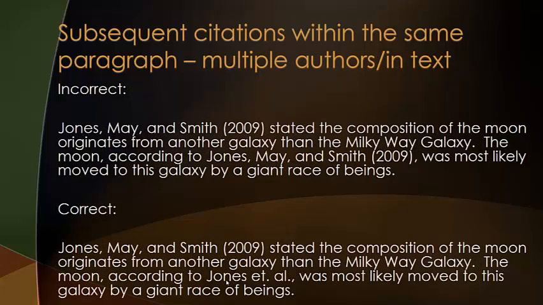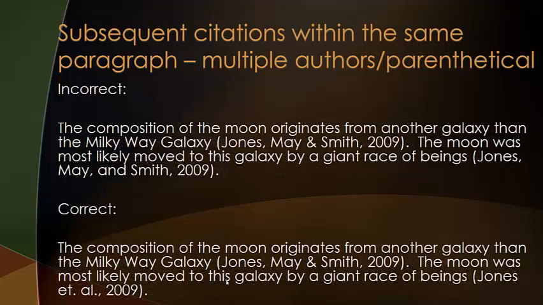Multiple authors in text. So you can see here, this goes back to the chart 6.1 that I showed you. Jones, May, and Smith, parentheses 2009, blah, blah, blah. The moon, according to Jones, May, and Smith, 2009. So the correct way to do this is Jones, May, and Smith, 2009, blah, blah, blah. The moon, according to Jones et al., was most likely moved to this galaxy by a giant race of beings.